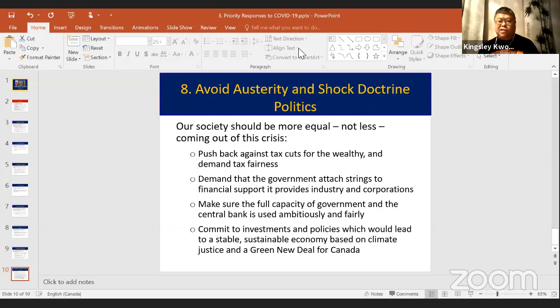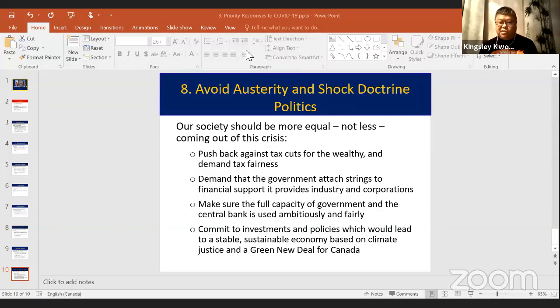Prepare for an attack on pensions if business and pension fund managers call for reductions in benefits or seek to switch to defined contribution or target pensions. Press for further enhancements to the Canada Pension Plan. Make sure the full capacity of government and the central bank is used ambitiously and fairly.